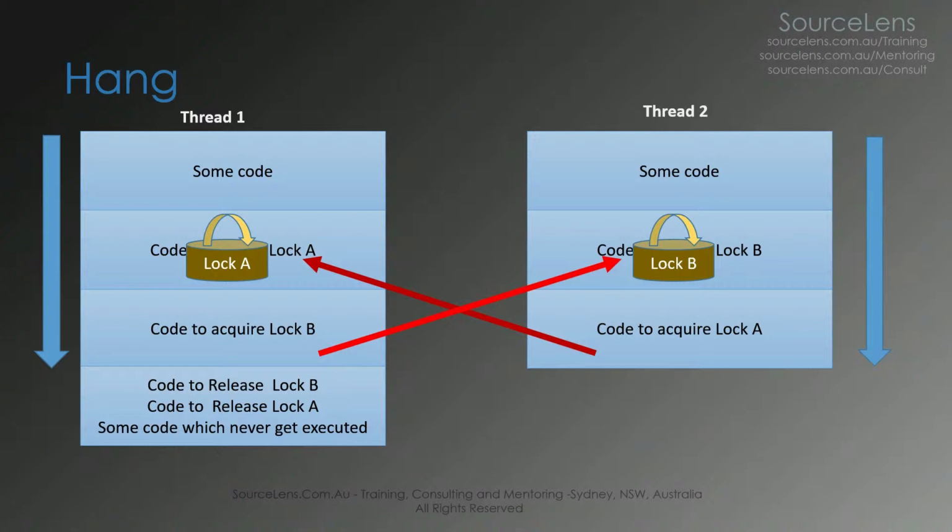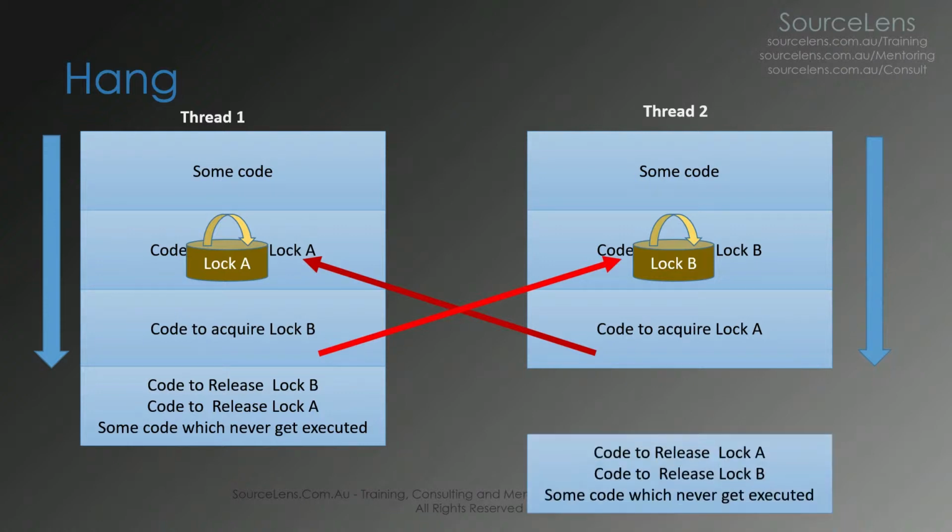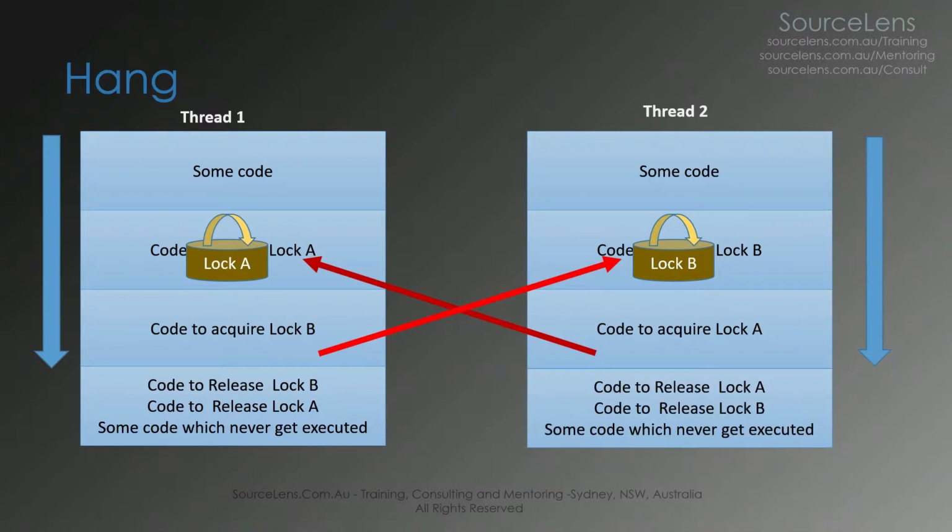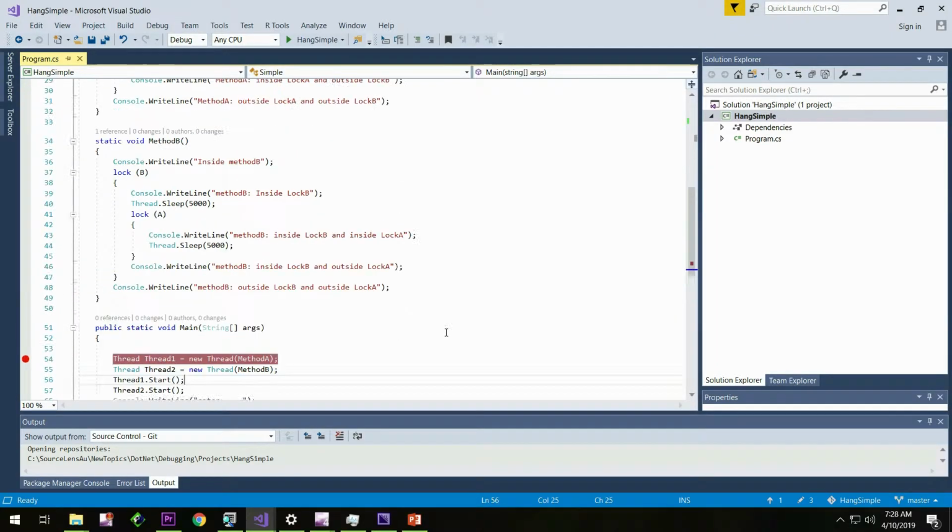So the part of the code which is releasing the locks, for example, in the case of thread one, the code to release lock B and the code to release lock A, is never getting executed. Similarly in the case of thread two. So this is a classic guaranteed deadlock scenario, and that's what we're going to debug. So back to Visual Studio.